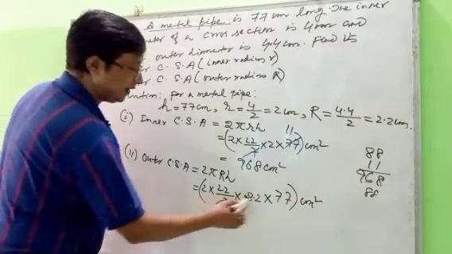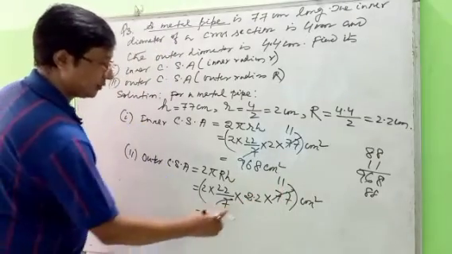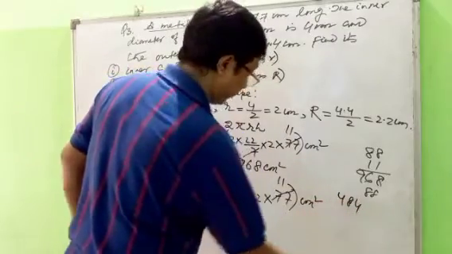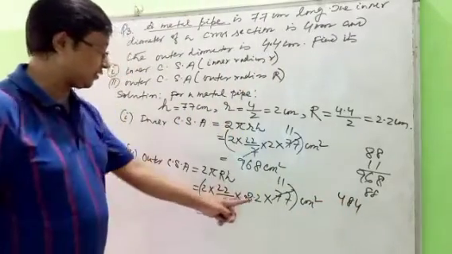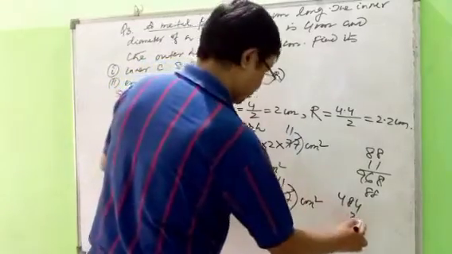So it will be 7 into 11. 7 into 11. So here you got so 22 into 22. So you will get 484. If you do this simplification, you will get 484 into so 22.